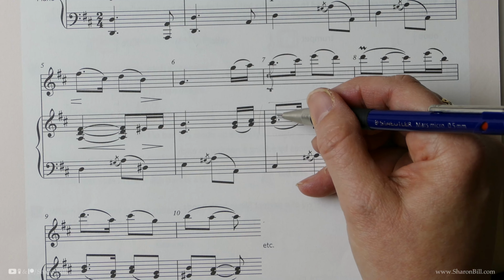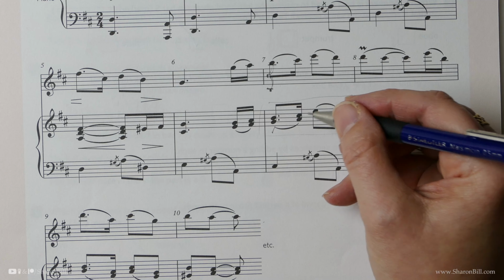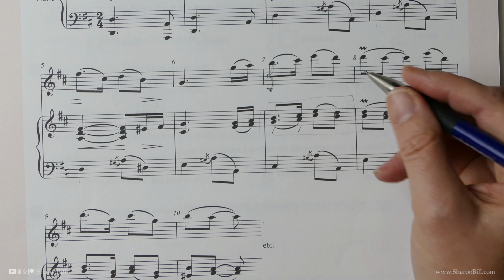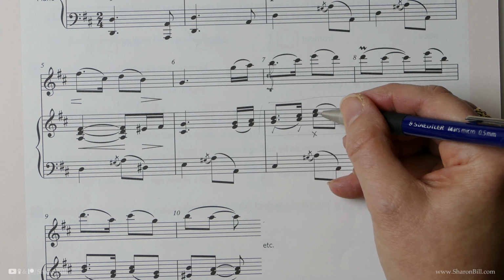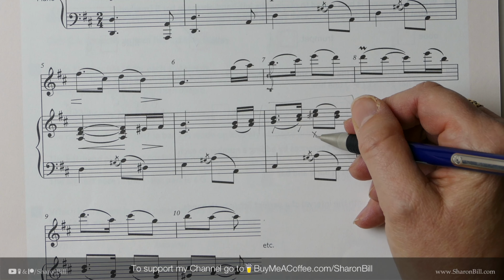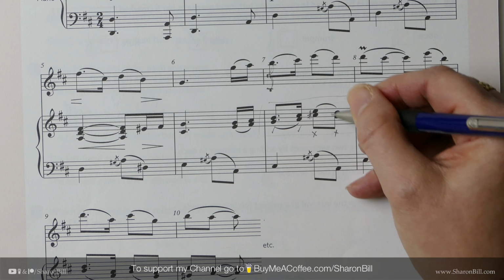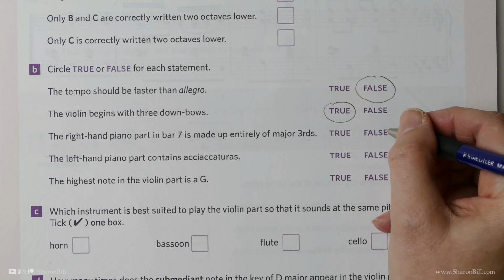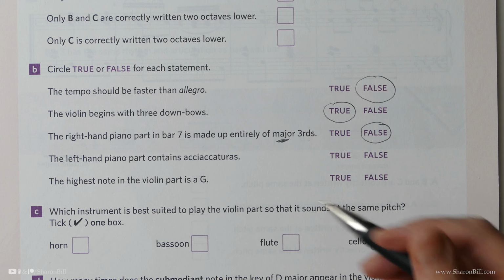But the tricky part comes: are they major thirds? So we have G to B, that's major. A to C sharp, that's major. C sharp to E is not, that's minor. C to E would be major, but because of the key signature, that's incorrect. So we can already say that's not correct, but let's just finish the bar. We have B to D, and that also is a minor third because B to D sharp is major. And so we know that that's false. Only the first two are major thirds.